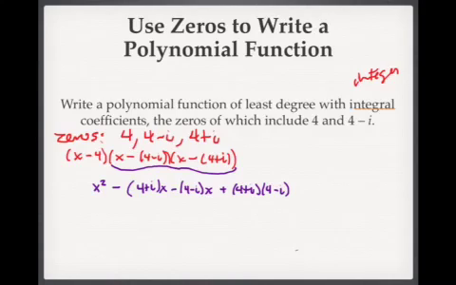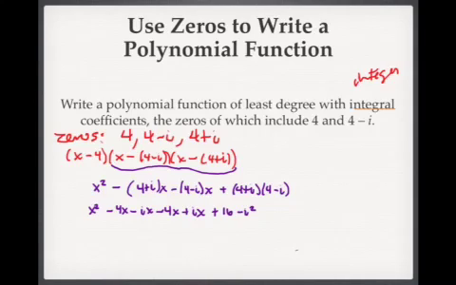And now I'm going to go through and distribute my negative signs and simplify and combine like terms, and I'll get x squared minus 4x minus ix minus 4x plus ix, and now the last two terms, we'll FOIL those out.